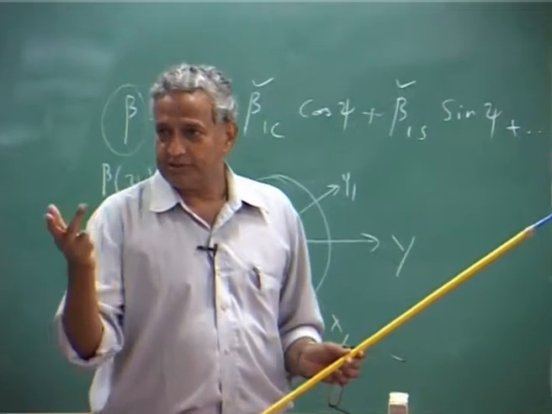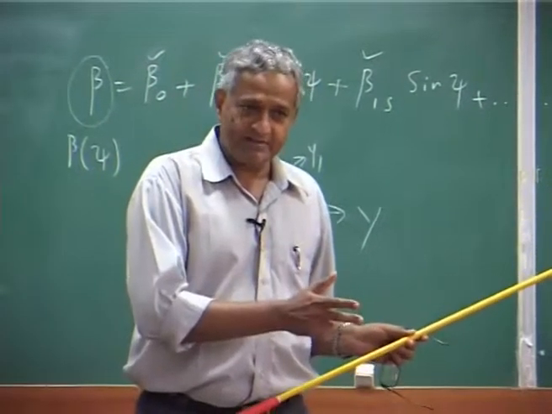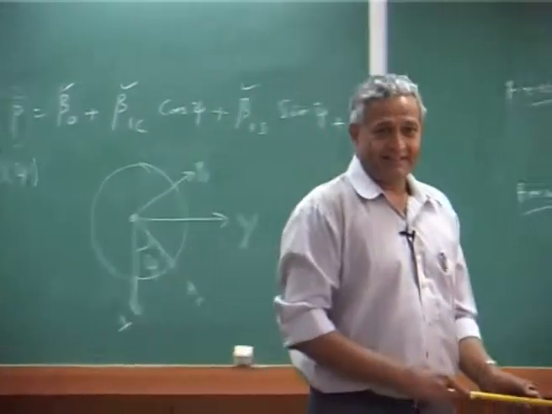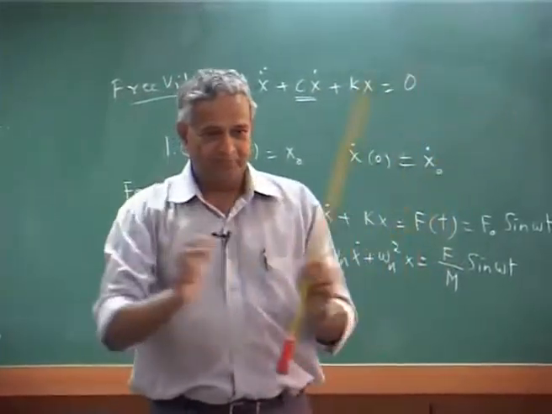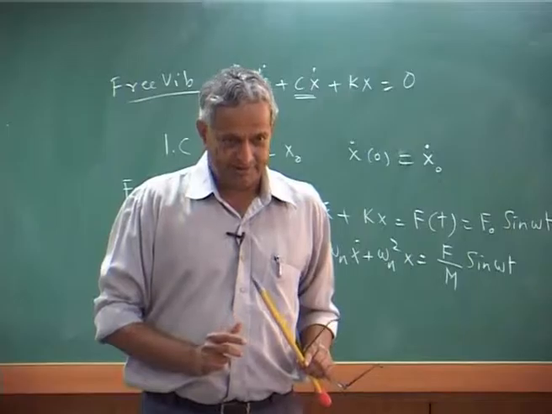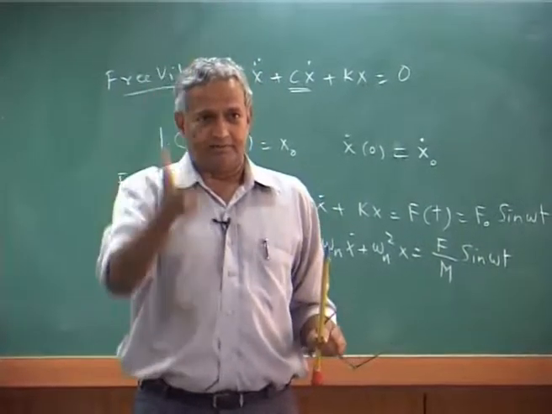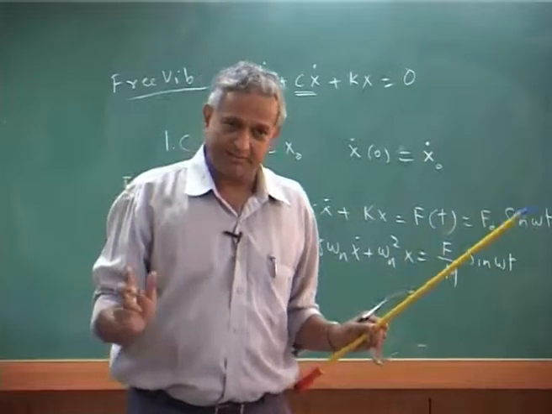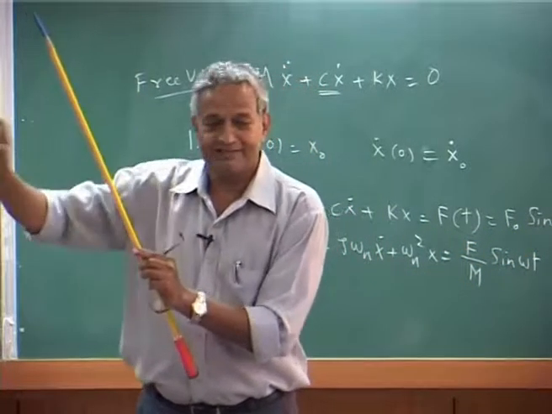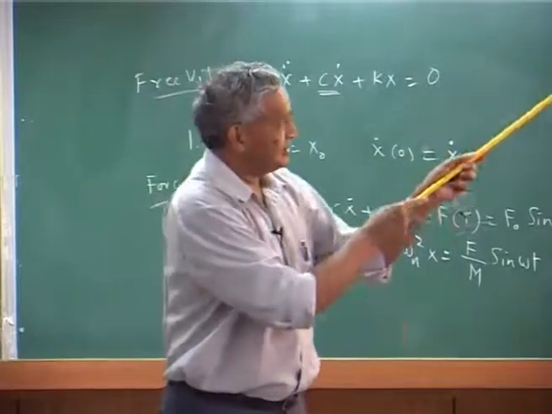There are two ways of doing this, I told you. One is the harmonic balance. Harmonic balance means simply substitute everything in that equation, collect the constant terms, collect the cosine psi terms, collect the sin psi terms, and you will have equations. That is what harmonic balance is. Each harmonic you collect separately, write it as one equation, left side equals right side.